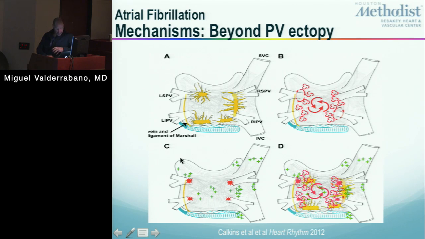The ligament of Marshall, which I will explain a little bit more later, is also full of nerves that communicate with the atrium and have impact on the physiology of the atrium. The bottom line is that we don't know.